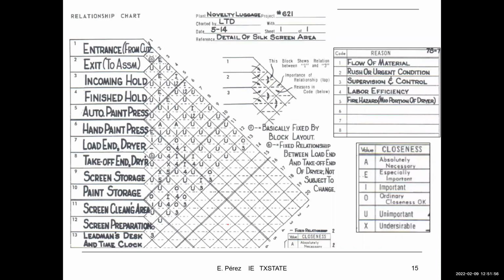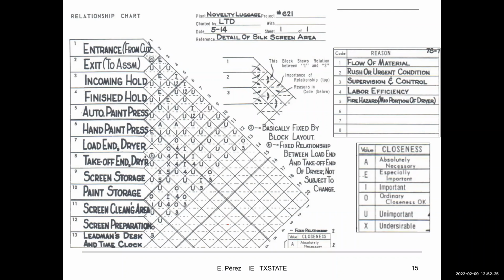So again, we go back to the activity chart, and we are listing every area, including the entrance and the exit doors. So those areas, again, were listed here. So we have the entrance, the exit, the incoming hold, finished hold, all 13 of them. And now we're going to look at the type of relationship that we need to have between those areas.